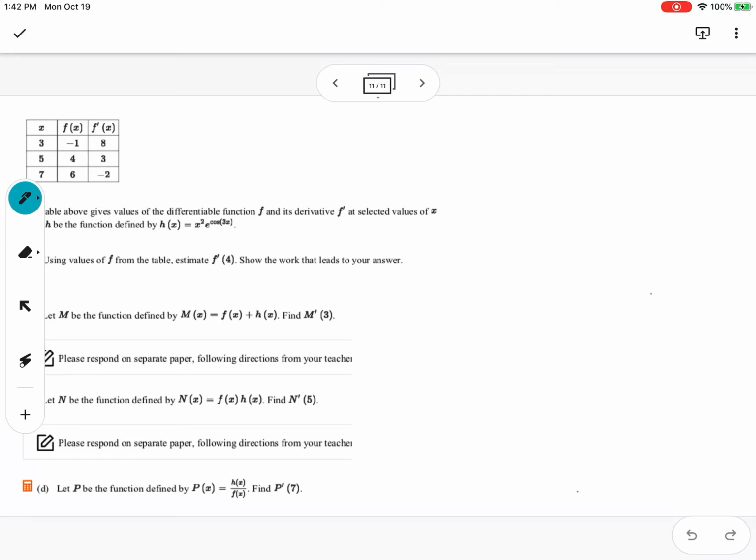Okay, so this problem is not too bad. The issue here is that this function, we haven't learned how to find the derivative of yet. However, we do know that it's the first times the derivative of the second plus the second times the derivative of the first.